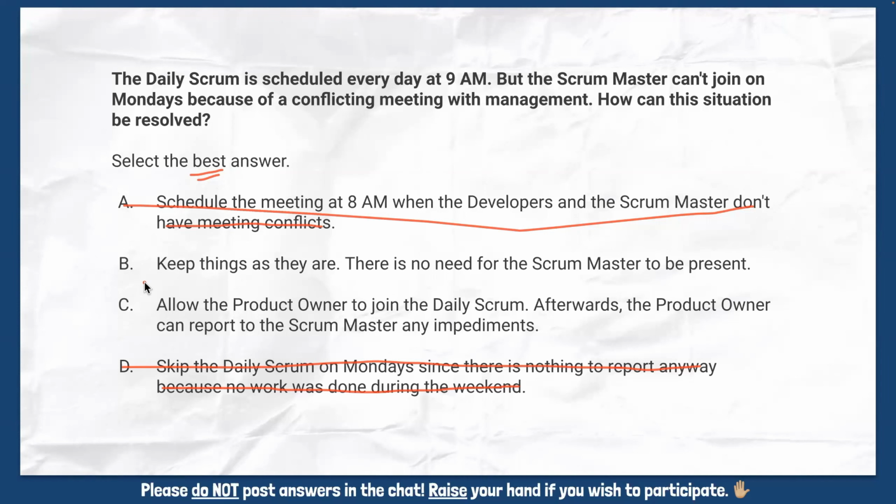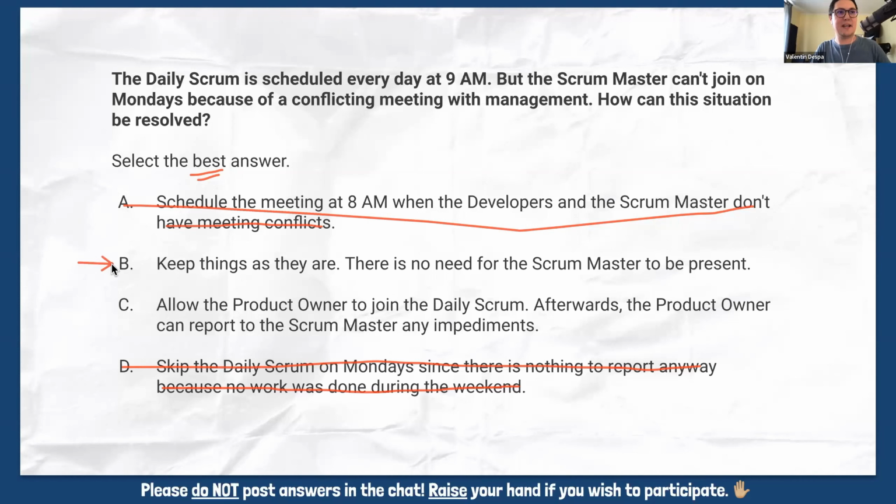Because the Scrum process is agile for me, and agile doesn't mean that I'm dependent on the Scrum Master. The team should be able to plan their work without the Scrum Master. Like if he's not able to attend one time, it would not matter for me. So I would say B. Okay, I tend to agree with you.